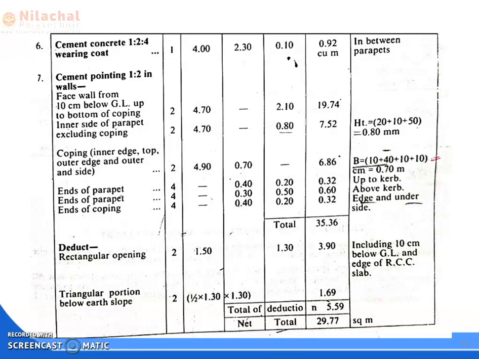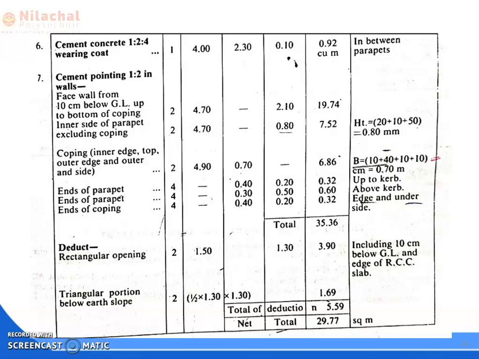Normally it is provided on the face wall. After that, the inner side of the parapet is also provided. Then the corner rails, top width and outer edge are provided. Then the end of the parapet and the end of the coping are also provided.